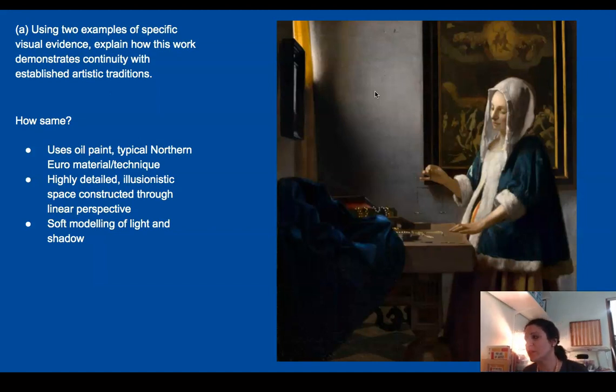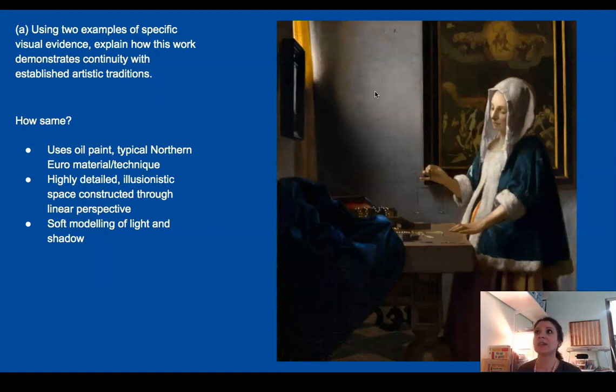Some other things you could talk about is the small details that he uses to create this realistic space. The fact that he's using oil paint is very typical, especially of Northern Europe. That's where oil paint began, really. And like I said, we talked about the textures and lighting effects. The review also mentioned that it fits in with the genre painting of Northern Europe, and it does.